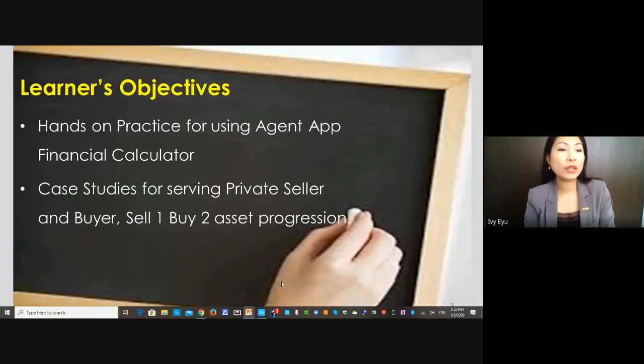First of all, I would like to introduce our objective for today's session: hands-on practice using our agent app financial calculator, and case studies for serving private sellers and buyers, and how we advise them on sell one and buy two asset progression.